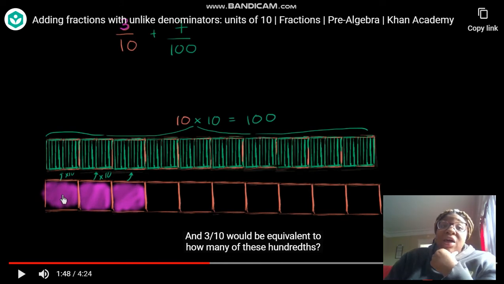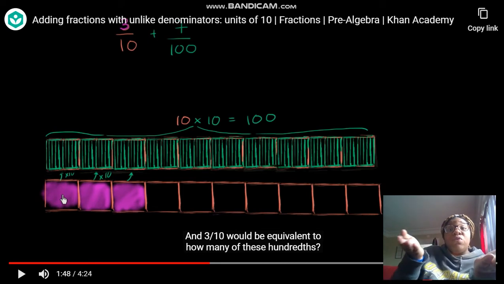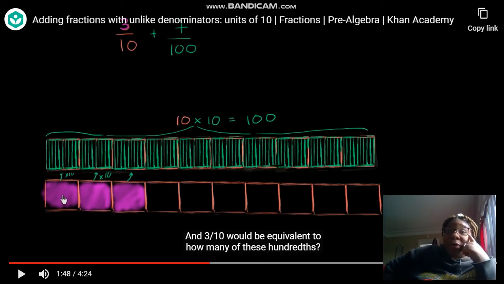Listen to what he said. 3/10 is equivalent to how many hundredths? So think about your initial fraction is 3/10, which is your if, times your whole fraction. What is your whole fraction? This is going to equal your new fraction. So think about it. 3/10 times blank equals blank with the denominator of 100.